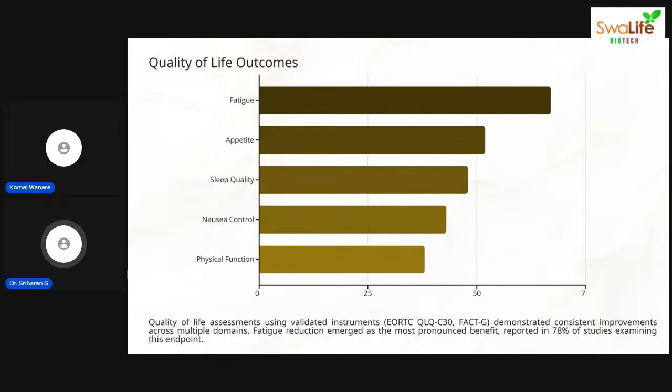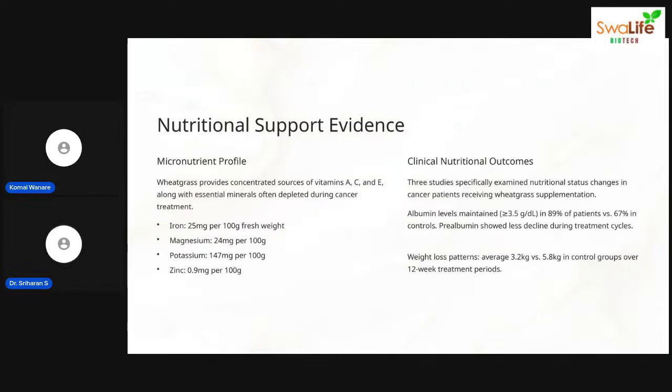So, quality of life improvement. Fatigue is a major thing, followed by appetite, sleep quality, nausea control and physical function. The wheatgrass plays an important role in controlling that. So this is the quality of life outcome. It also acts as a secondary endpoint.